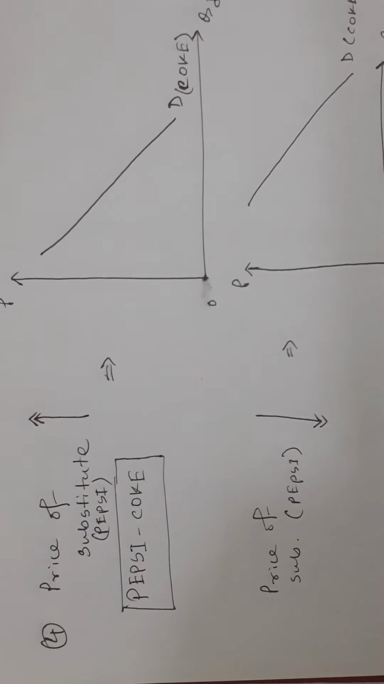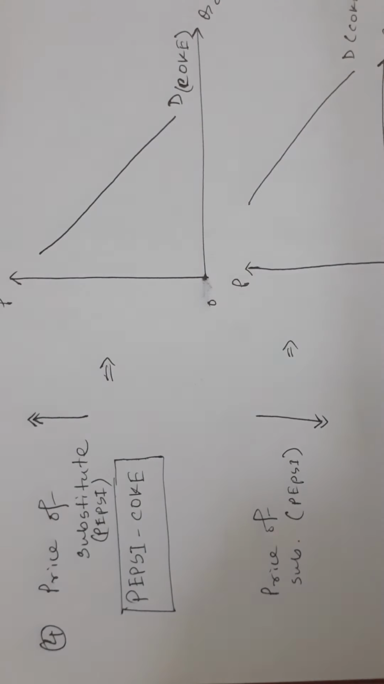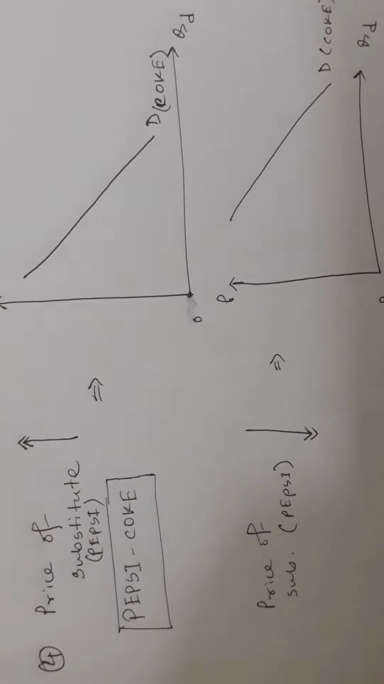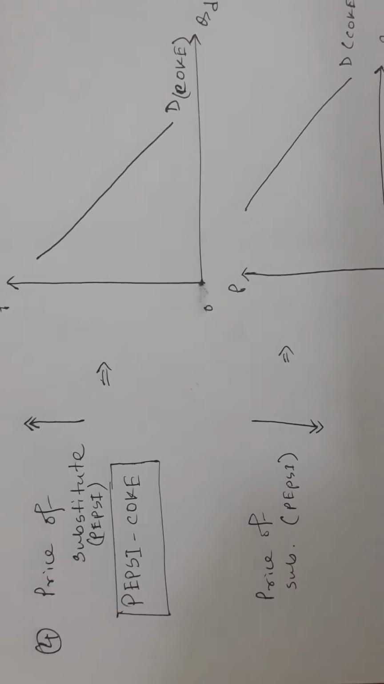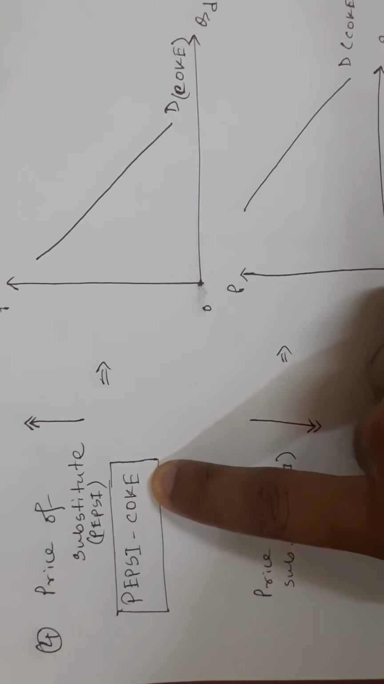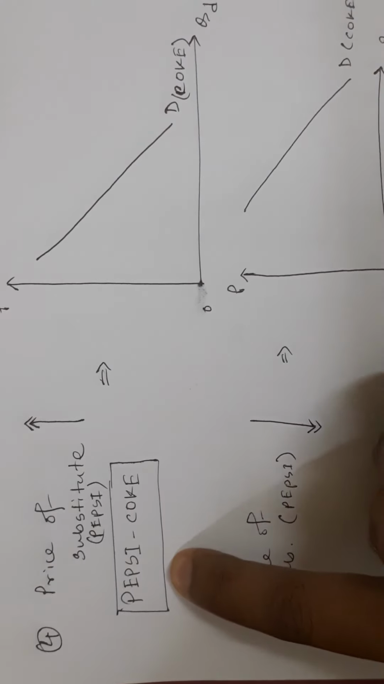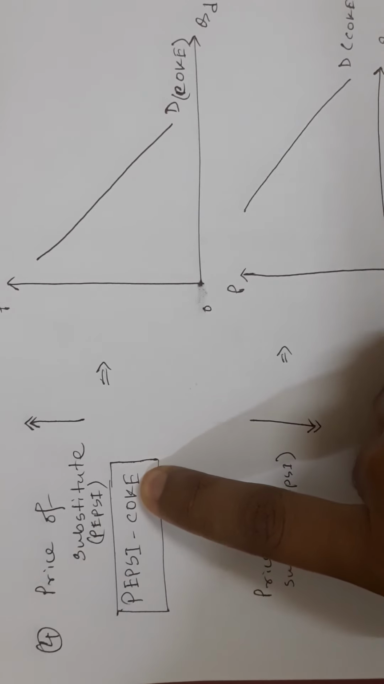One is substitute. Substitute means when the purpose of one item is served by another item. If you don't find one item, you can manage with the other one. For example, Pepsi and Coke. They're substitute items. If you don't find Pepsi, you will go for Coke. If you don't find Coke, you will go for Pepsi. Substitute items. Tea, coffee, another example.